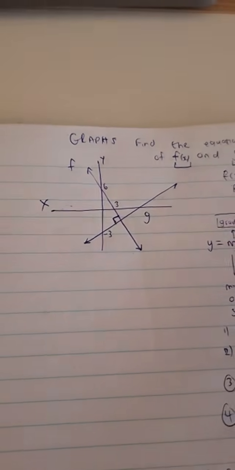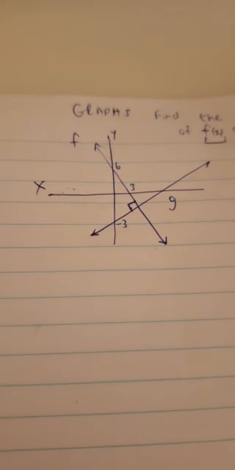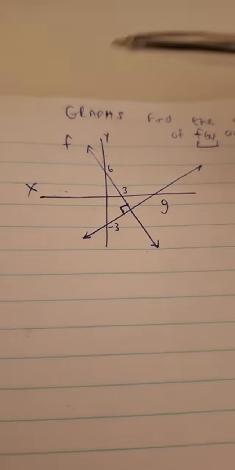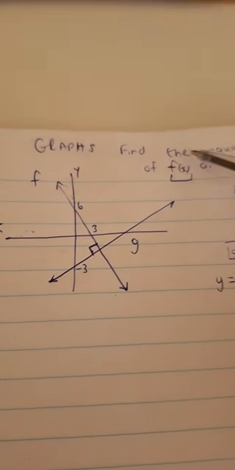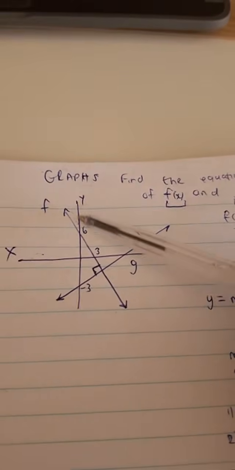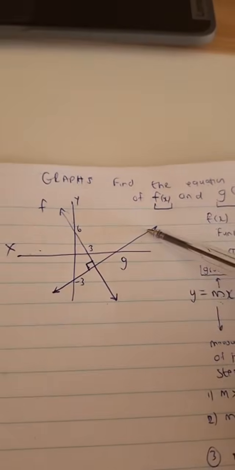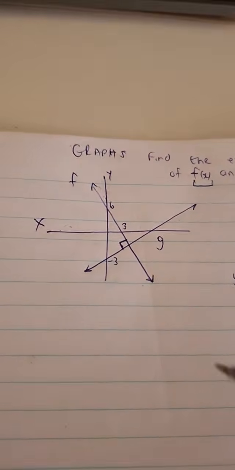Okay, guys, I want to come back to this question though, because all I was doing was just giving you some foundational understanding so that we can then answer this question. This question says we need to find the equation of f of x and the equation of g of x. So we want to find the equation of this line and the equation of this line. Now, how are we going to do that?